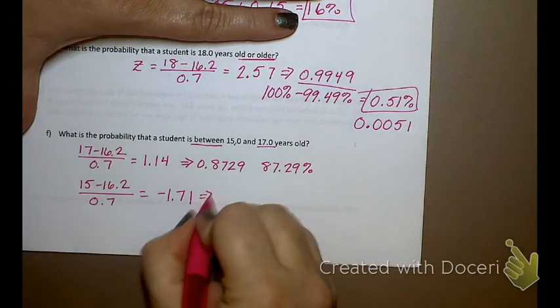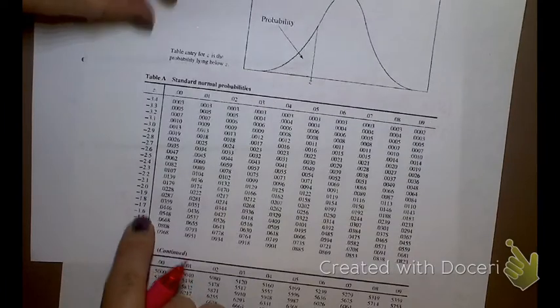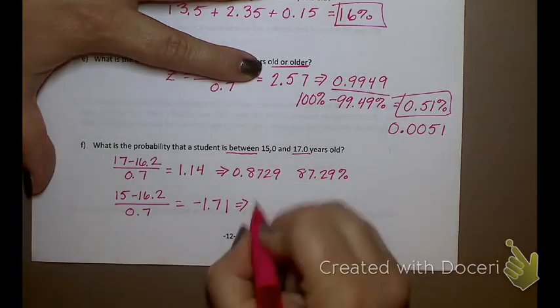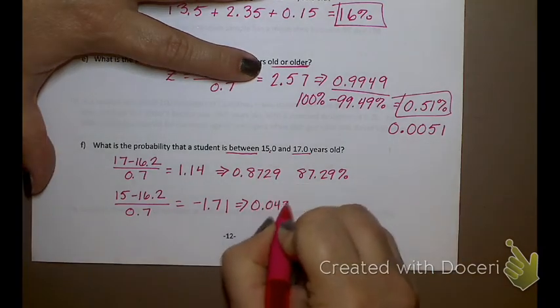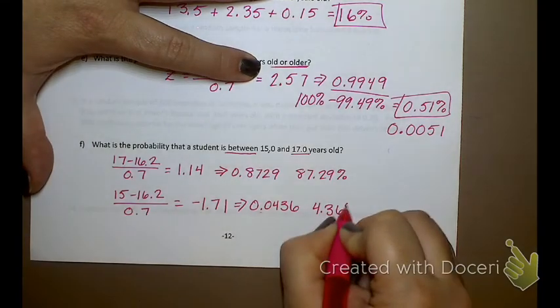Let's go to our z-score table. Negative 1.71 is 0.0436, or in other words, 4.36%.